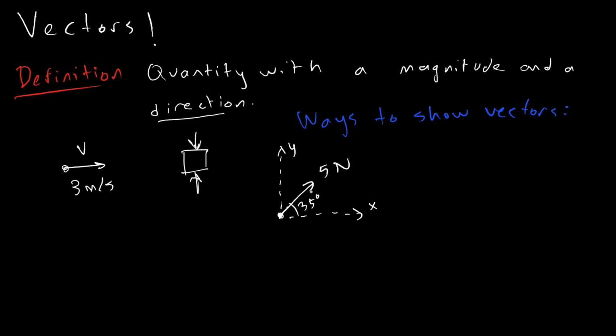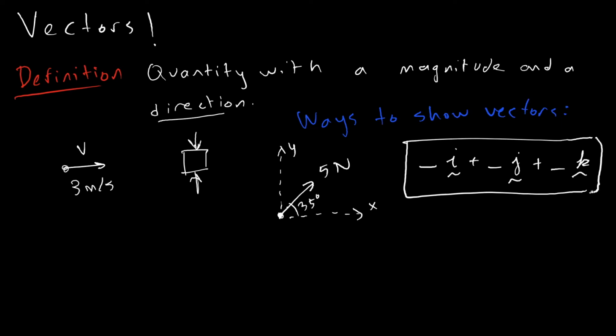Now, another way to show this vector is using this format: some magnitude times i, some magnitude times j, and some magnitude times k. This is the Cartesian method. The letter i is referring to the x direction, the letter j is referring to the y direction, and the letter k is referring to the z direction. So this vector is on the xy plane.